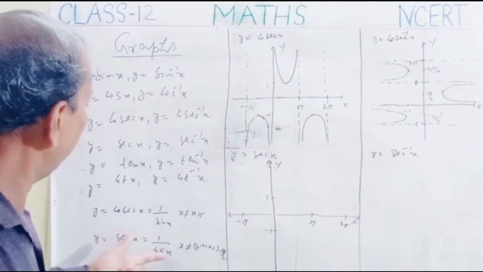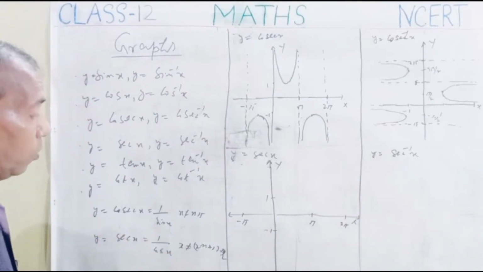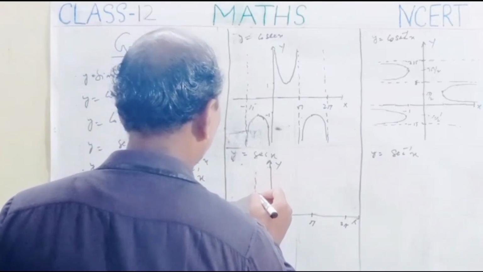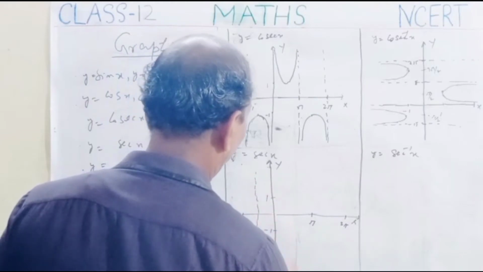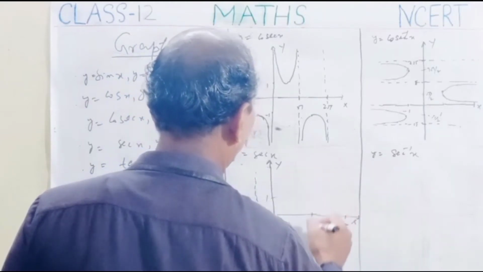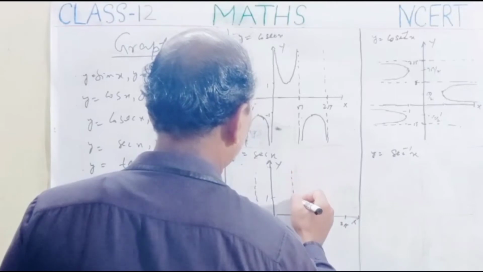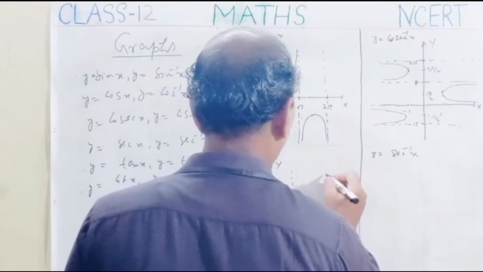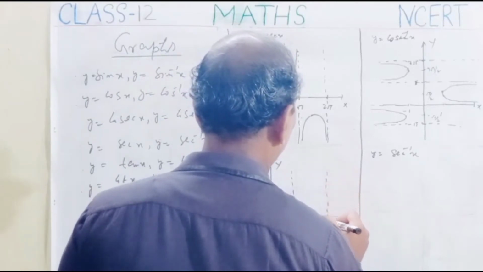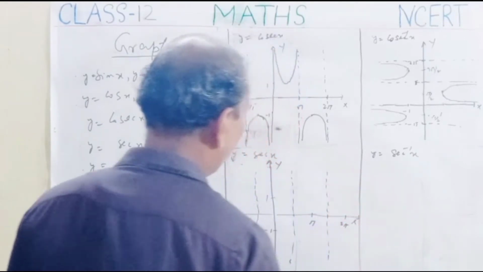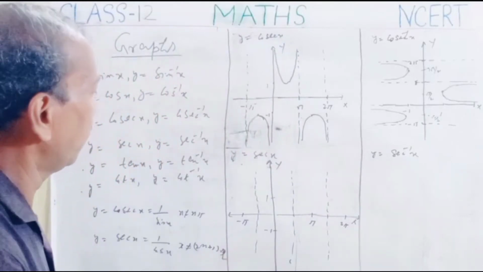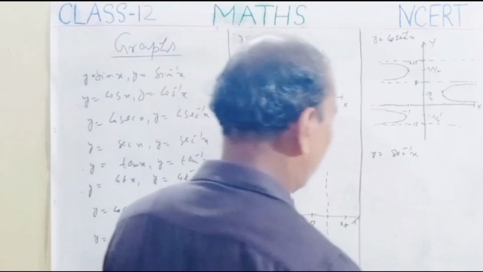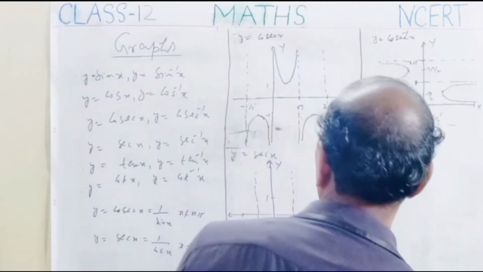Now, the integral multiples start from 0. Here it is minus pi by 2, here it is plus pi by 2, and here it is 3 pi by 2, like this. So at the points pi by 2, 3 pi by 2 and minus pi by 2, the function is not defined.